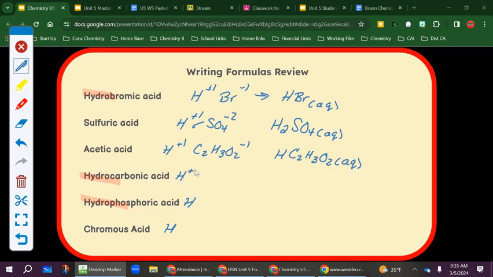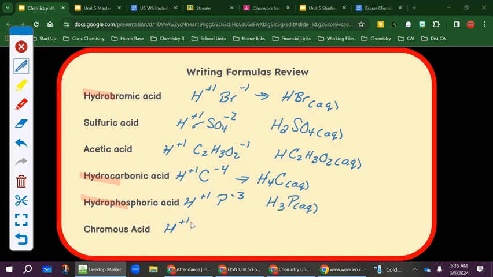Hydrocarbonic means hydrogen and one other element. For carbonic, that means carbon, which is a -4. Formula H4C aqueous. Hydrophosphoric means hydrogen +1, phosphorus -3, H3P, aqueous.